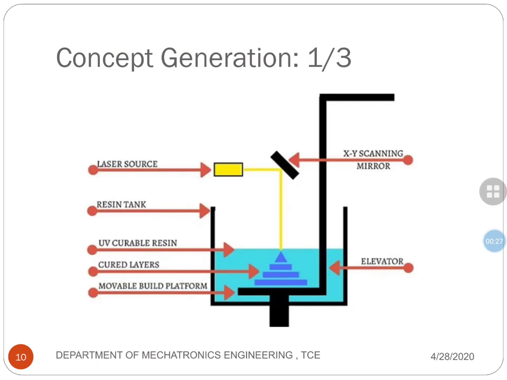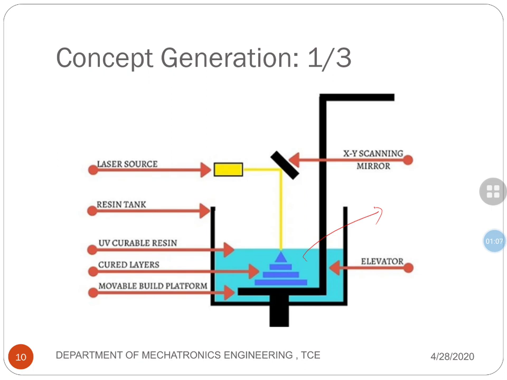So this is the first concept which I am considering, a stereolithography concept. You would have seen this concept in the video which I have shared. The main components, as you can see in the slide, are a laser source, a resin tank, and UV curable resin, which is the material I am considering for this concept. Then a movable build platform, a scanning mirror, and an elevator.